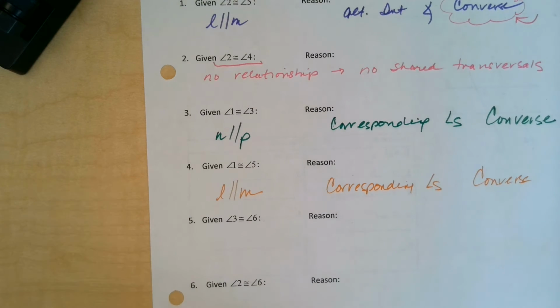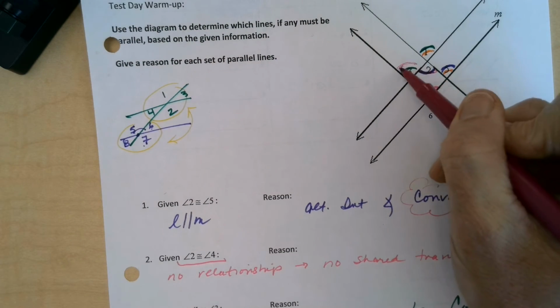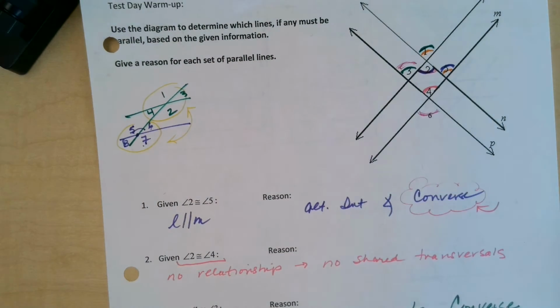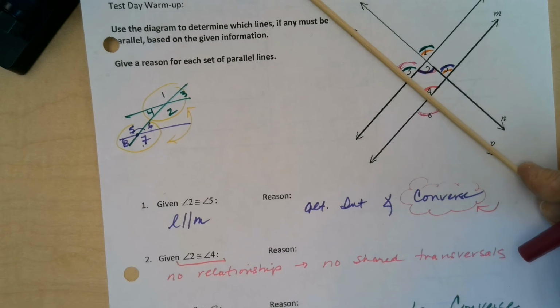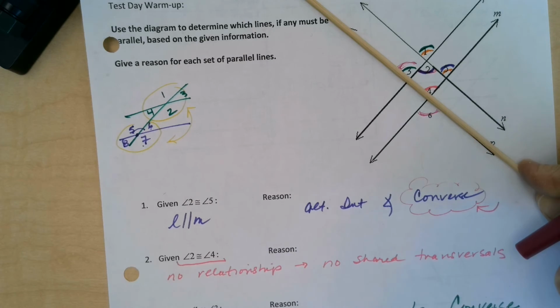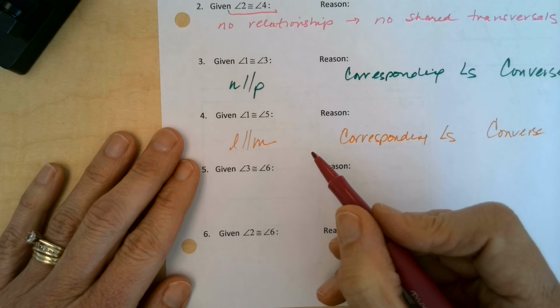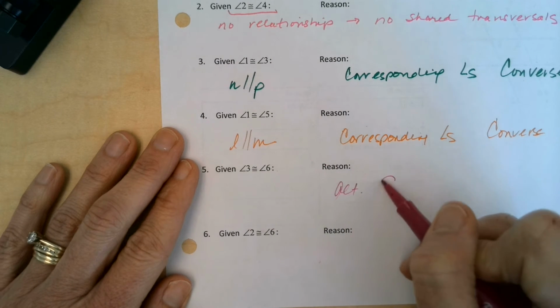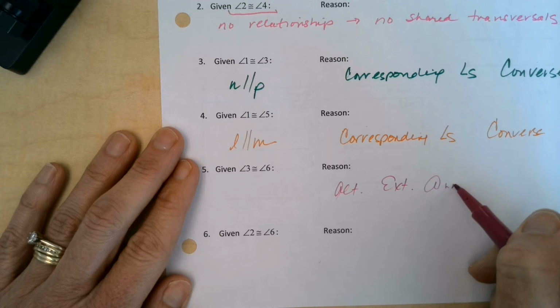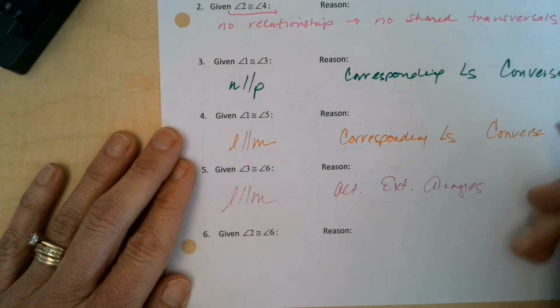All right, let's check out 3 and 6. When I'm looking at angles 3 and 6, I have angle 3 here, angle 6 here. Take your pencil and lay it down. They are on alternating sides of the transversal, and they are outside of these two lines, L and M. So 3 and 6 are going to be alternating exterior angles. 3 and 6 are going to prove that L and M are parallel by the converse.